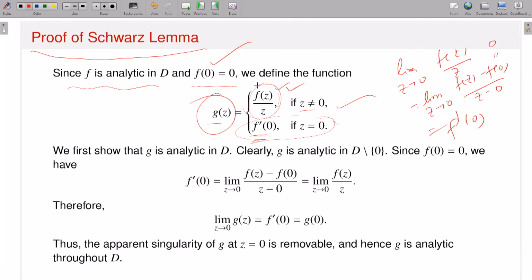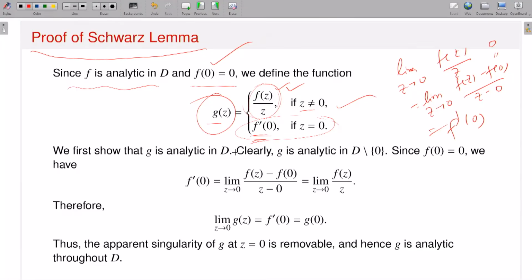But only at the point z equal to 0, it makes a problem. But since my function f is analytic on D and it is differentiable at the point 0, by defining g at z equal to 0 as f'(0), I am removing the singularity at the point z equal to 0. Now the way I have defined the function g, it is a very nice function, it is analytic on the whole disk.